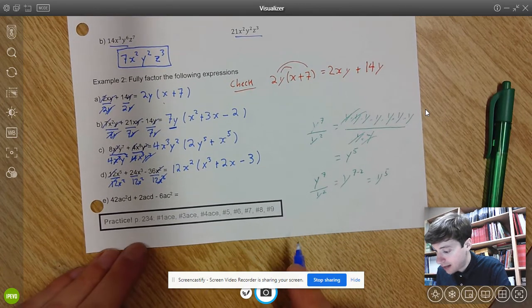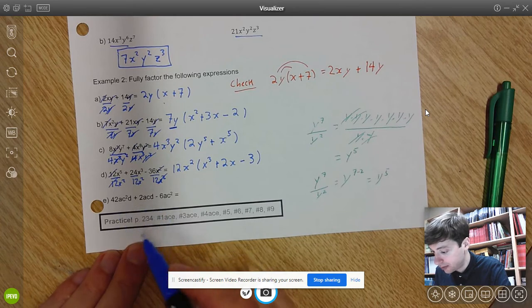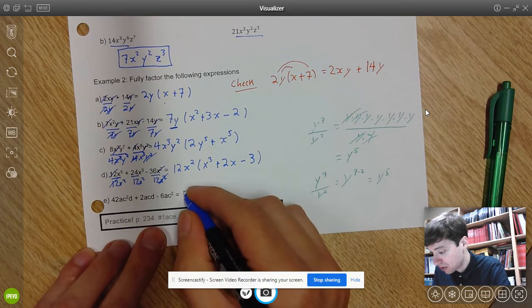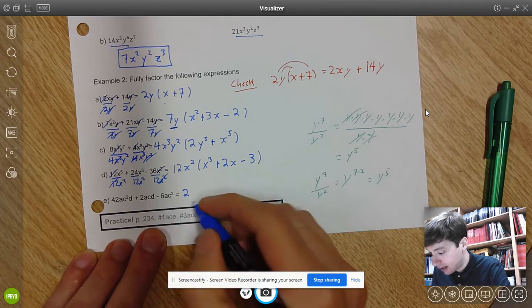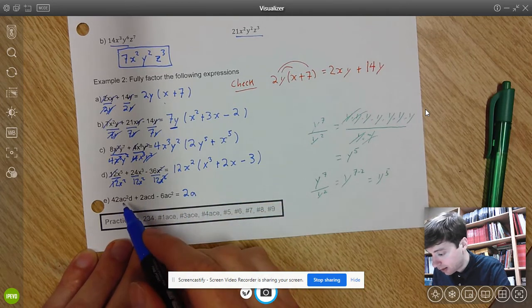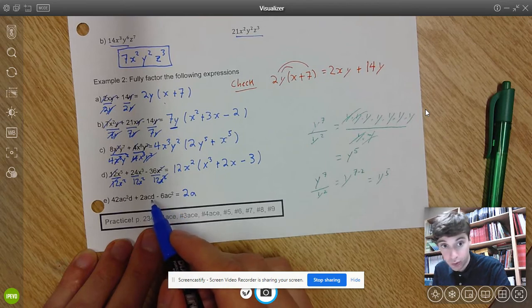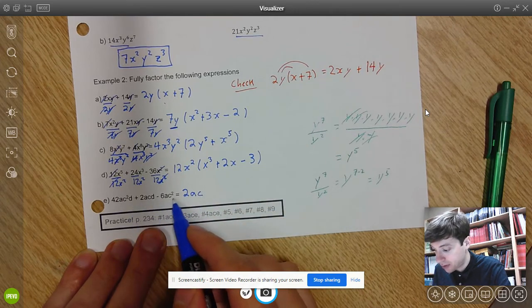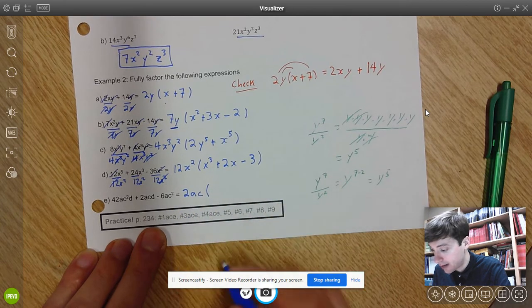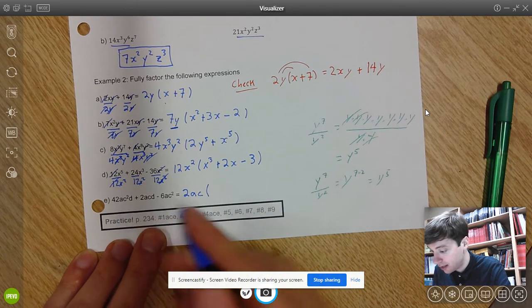We'll just do one last one. What do 42, 2, and 6 share? They only share that 2. I have A, and A in all 3. I have at least one C, but only one C. And they don't share the D's because my last one is 0 D, so it can't be part of my common factor. I'm going to divide each of these by 2AC.